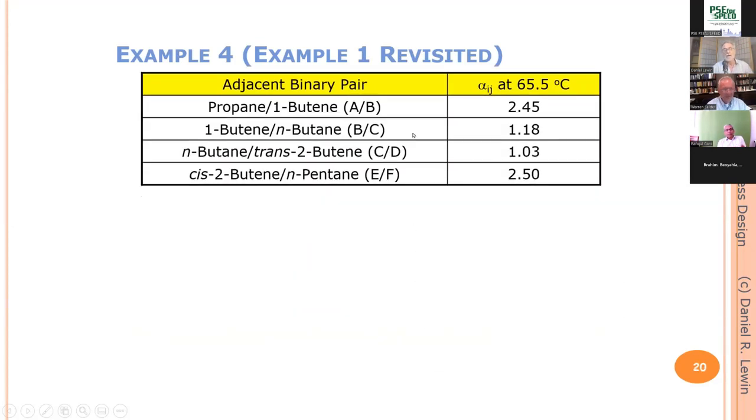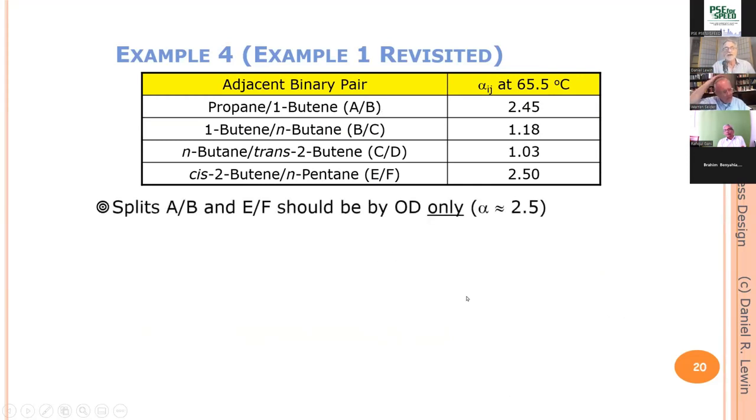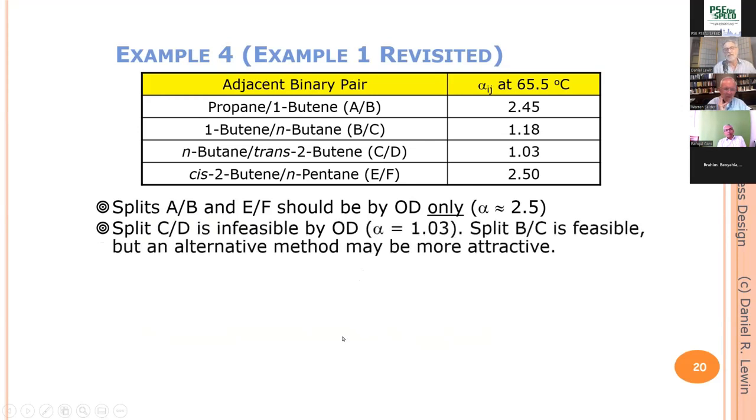So now going back to the relative volatilities between every 2 pairs, it's pretty obvious that we have very high relative volatilities for the separation of A from B and from E from F. So those 2 separations will only be done by ordinary distillation. There's no point trying anything else. The alphas are very high.